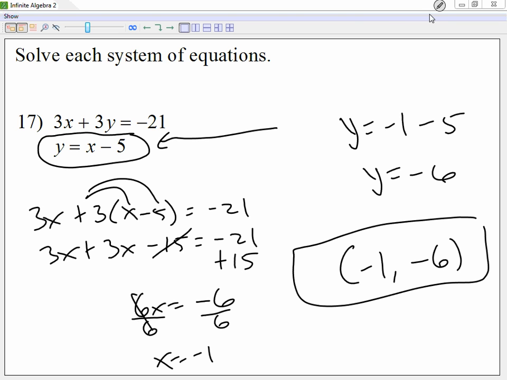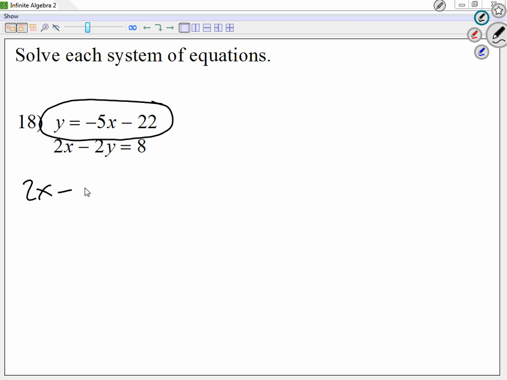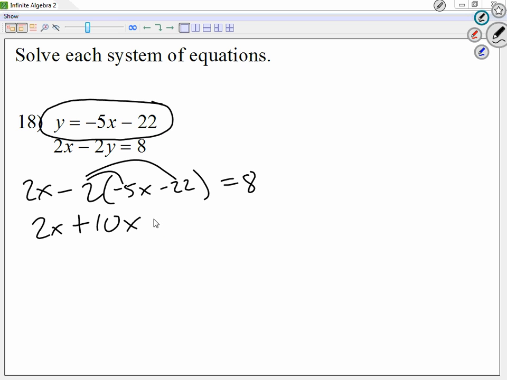Let me do one of these again. Let's take a look at number 18. I see one equation where one letter is by itself. So instead of y, I'm going to write negative 5x minus 22 in the other equation. So I have 2x minus 2 inside parentheses negative 5x minus 22 is equal to 8. Once again, I replace y with negative 5x minus 22. Get rid of parentheses, multiply the negative 2 to the inside. So we have 2x plus 10x plus 44 is equal to 8.